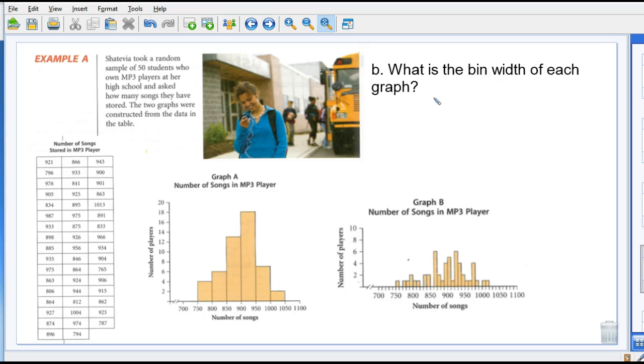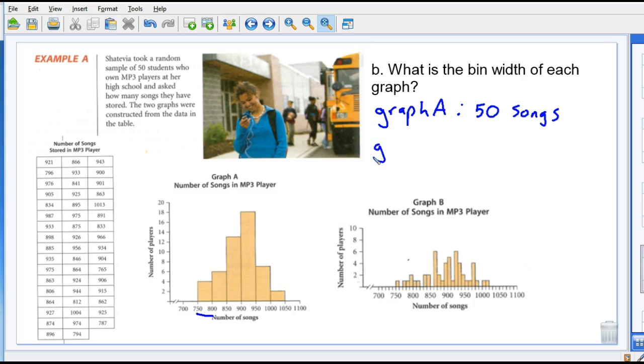Okay, here's the next question. What is the bin width of each graph? So we're looking at graph A. We look at what's the bin width. Well, it goes from 750 to 800, 800 to 850. So we know graph A, the bin width is going to be 50 songs.